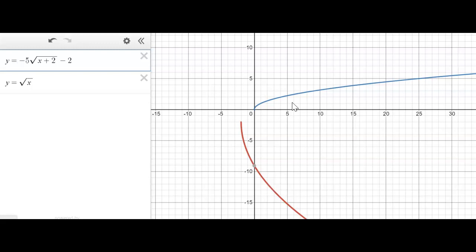So what has happened to this graph is it's been reflected. It's been dilated by a factor of 5 from the x-axis. It's been shifted down 2, and it's been shifted to the left 2.